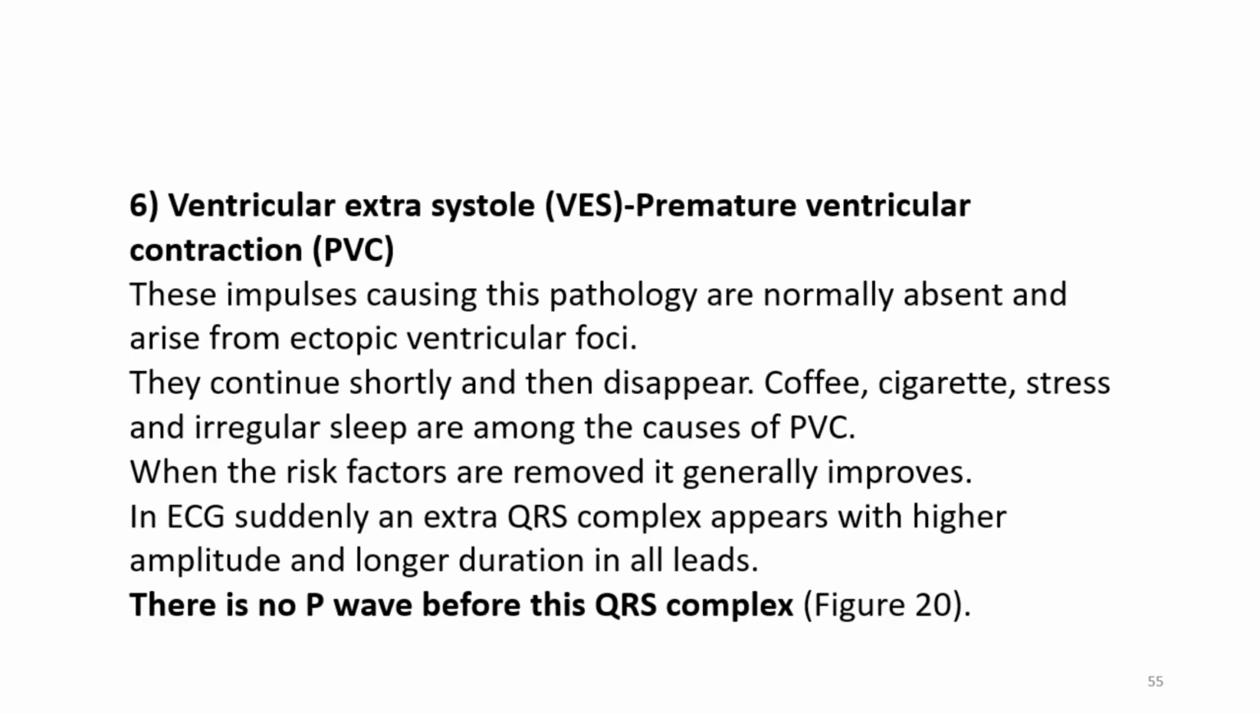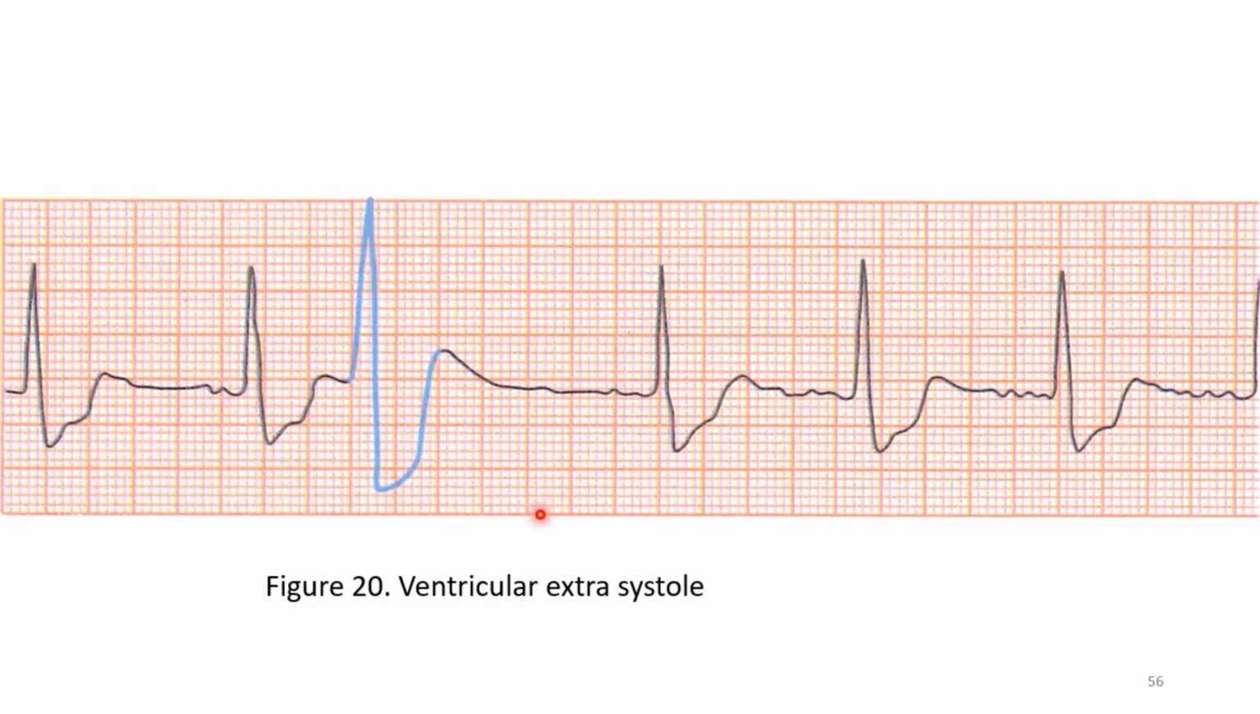In the electrocardiogram, suddenly an extra QRS complex appears with higher amplitude and longer duration in all leads. There is no P wave before this QRS complex. As you see here, totally different waves can be seen. This is extrasystole, and as you see, this is normal QRS, P and QRS, P and QRS. There is no P here. This is extrasystole.